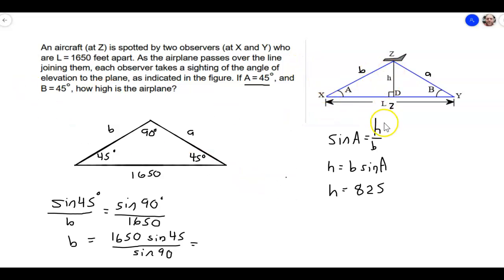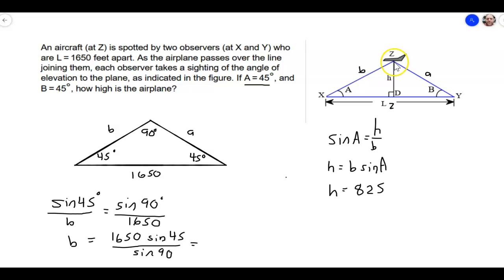Now I want you to notice something here. This is an isosceles triangle. It's a 45-degree angle, which is half of a 90-degree angle. The length going all the way across is 1,650 feet. And what is half of 1,650 feet? Well, that's 825 feet. So that distance up is exactly half of the distance across, and that is not a coincidence.